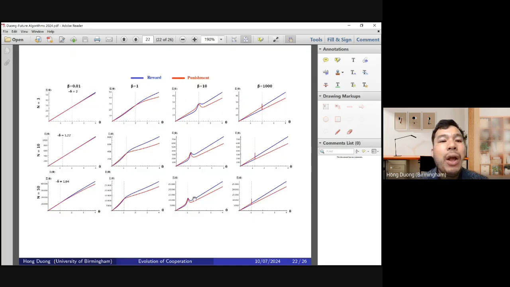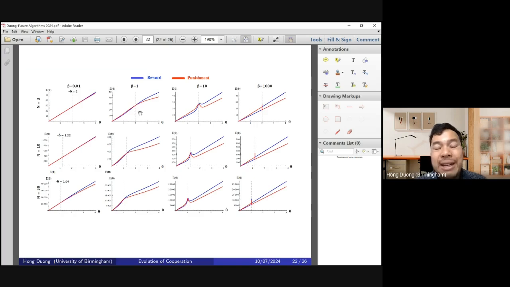Okay, here we compare the cost of reward and punishment. The blue one is reward and the red one is punishment. You can see that initially, when there is less cooperation, it is better to reward, because reward will increase cooperation.